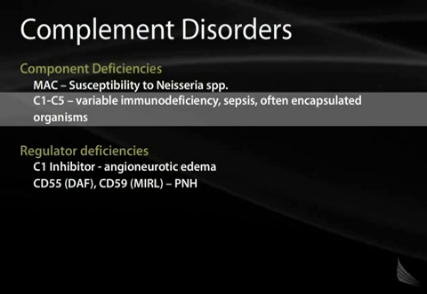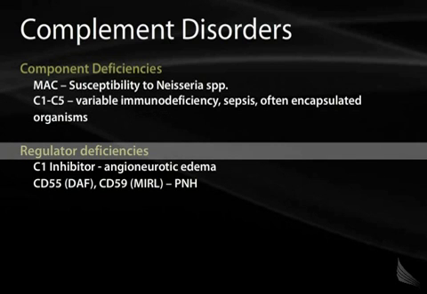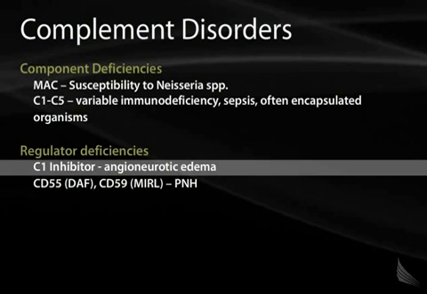Now, if you have component deficiencies early on, C1 through C5, this produces more of a variable type of immunodeficiency, and it varies from patient to patient. Some of the common things that you see are sepsis, and often recurrent infections with encapsulated organisms. So complement's very effective in dealing with these encapsulated organisms. And so if you have deficiencies in any one of those cascade components, you're going to have problems. Now on the flip side, if you have regulator deficiencies, you're going to worry about some type of autoimmune, autoinflammatory picture, right? If you have C1 inhibitor deficiency, that's associated with angioneurotic edema or hereditary angioedema. You might see it listed as that.